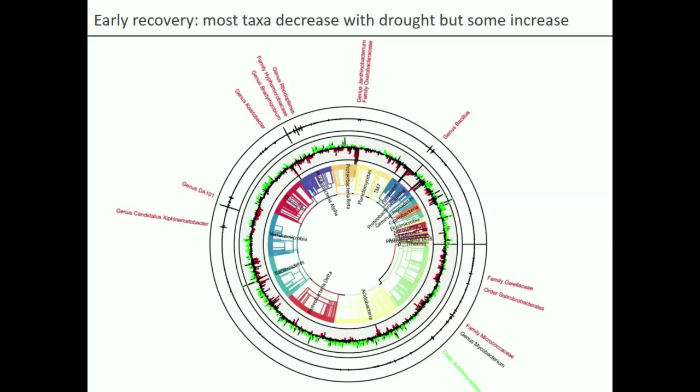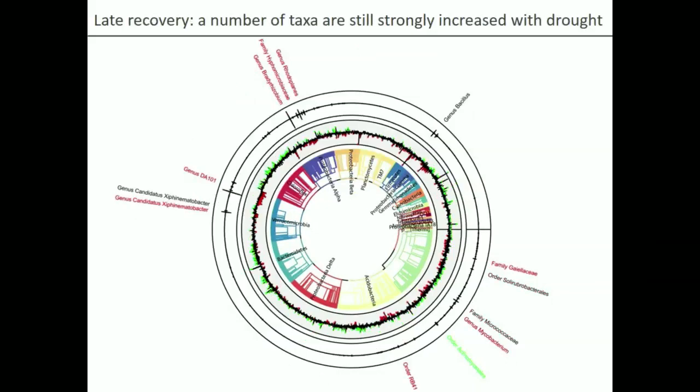And so what you can see is that particular species have high abundance, but also strongly increase in the drought treatment. And these OTUs, these taxa, are indicated in red here. So this is 1 week after the end of the drought. And this is 2 months after the end of the drought.